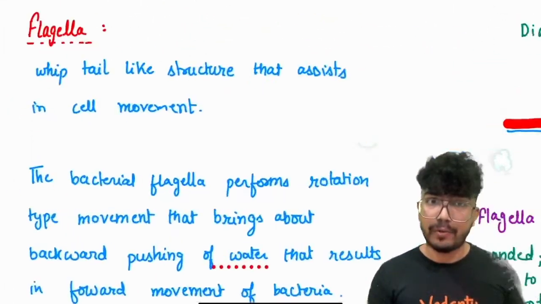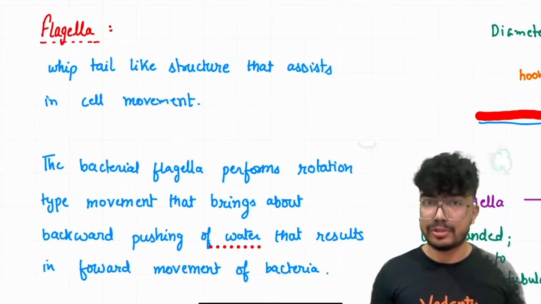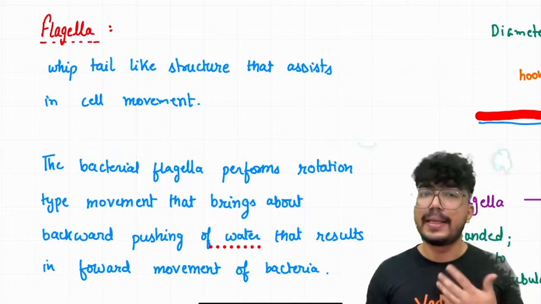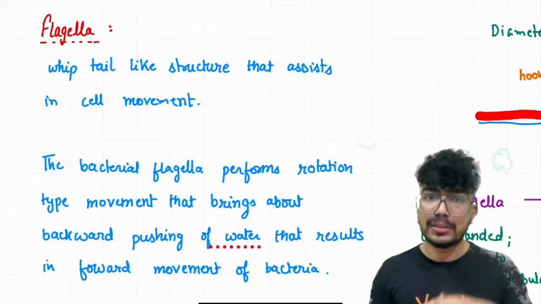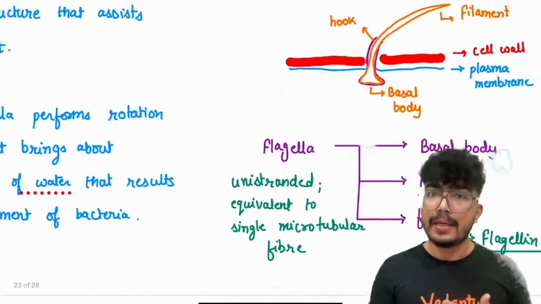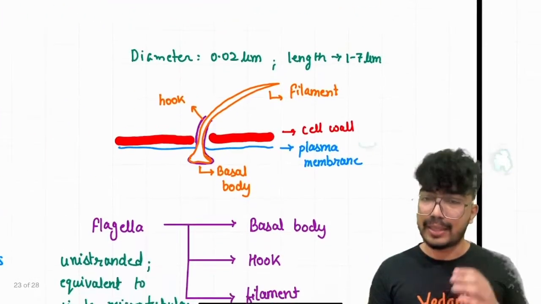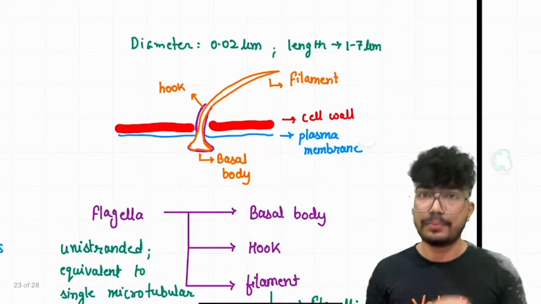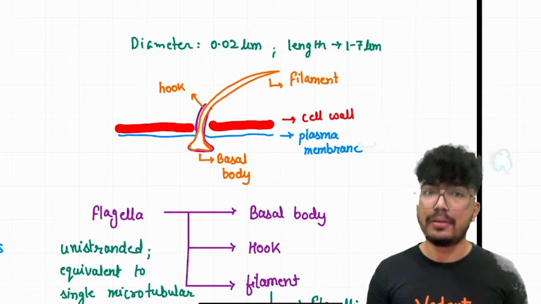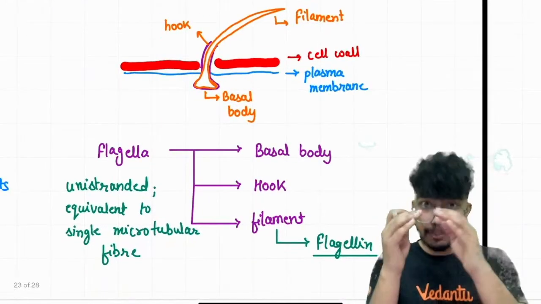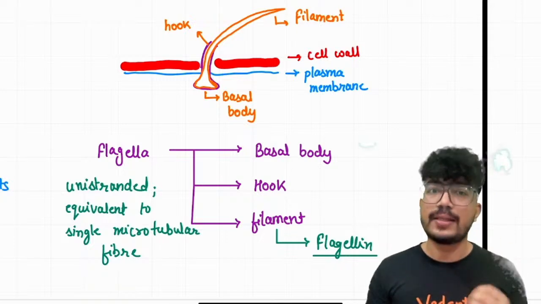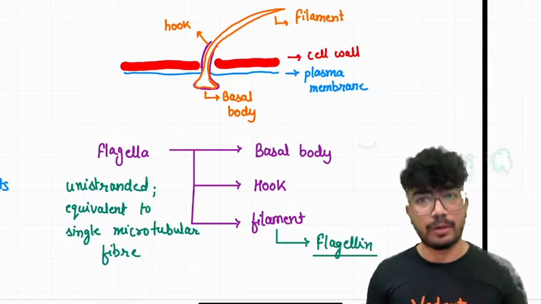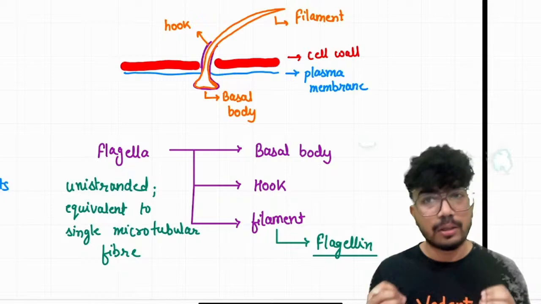Okay, I can give you a quick recap. So flagella is a whiptail-like structure that assists in cell movement. The bacterial flagella performs rotation type movement that brings about backward pushing of water that results in forward movement of the bacteria. Now, we were looking at the structure. The diameter is somewhere around 0.02 micrometer, length 1 to 7 micrometer. Flagella has three components: basal body, hook, filament. The filament is made up of protein flagellin, and the flagella is unistranded, equivalent to single microtubular fiber. This is all about the flagella.